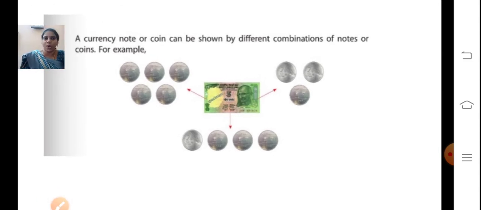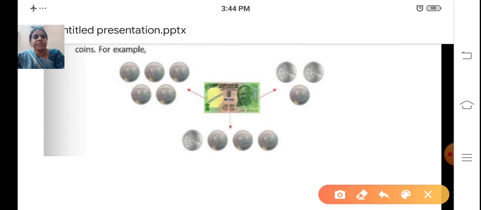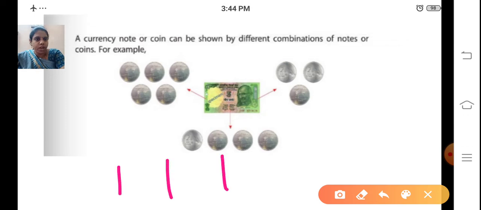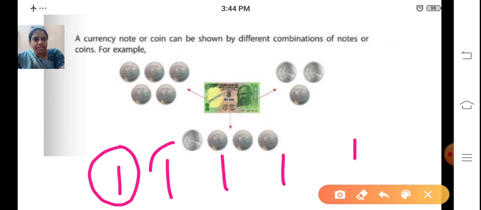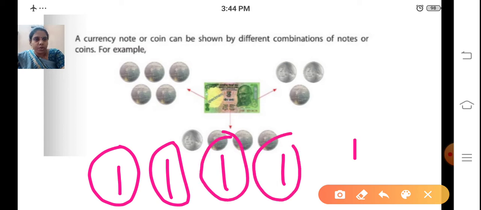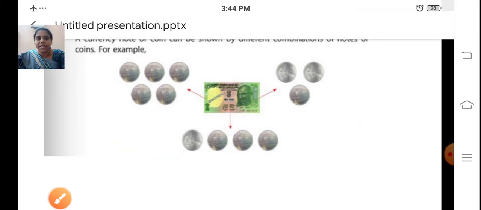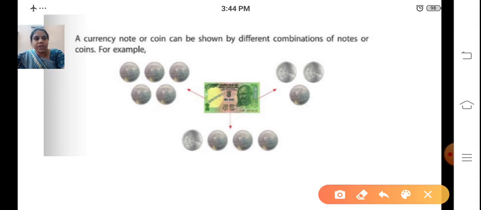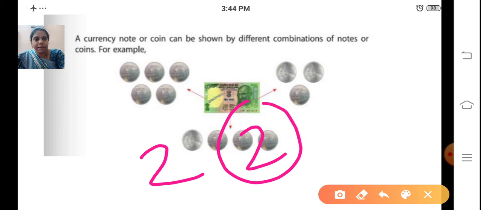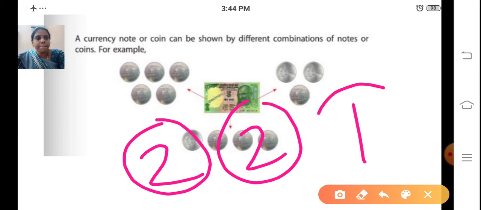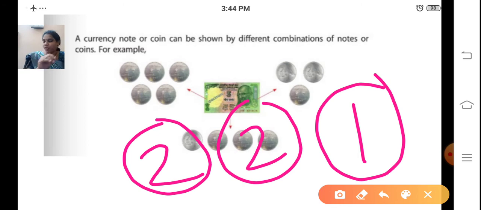A currency note or coin can be shown by different combinations of notes or coins. If you take a 5 rupee coin, how can you split that? See, if you are having a 5 rupee coin, you can place five 1 rupee coins also. 1 rupee, 1 rupee, 1 rupee, 1 rupee, 1 rupee. This makes 5 rupees, isn't it? And just see, I'm having two 2 rupee coins and one 1 rupee coin. Altogether it makes 5 rupees, isn't it?